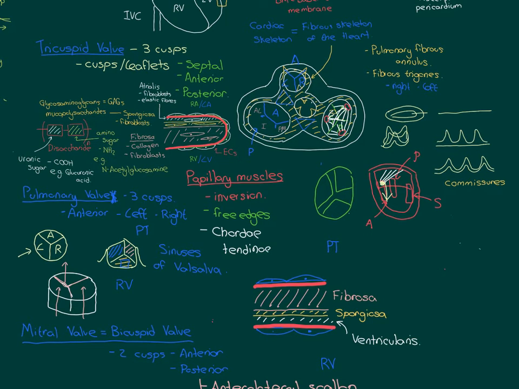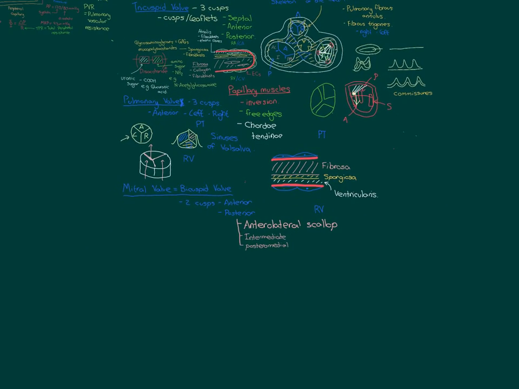Then, when left ventricular systole happens and you get massive pressures inside the left ventricle, there's a real risk that, even though these cusps don't want to invert, they might invert. So again, you have papillary muscles. So let me now talk about the papillary muscles of the mitral valve.